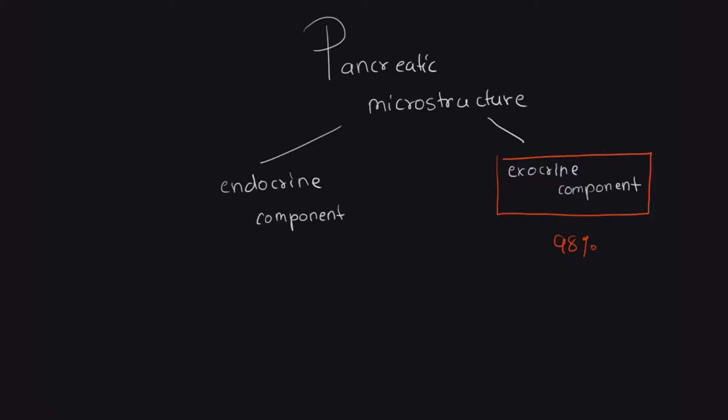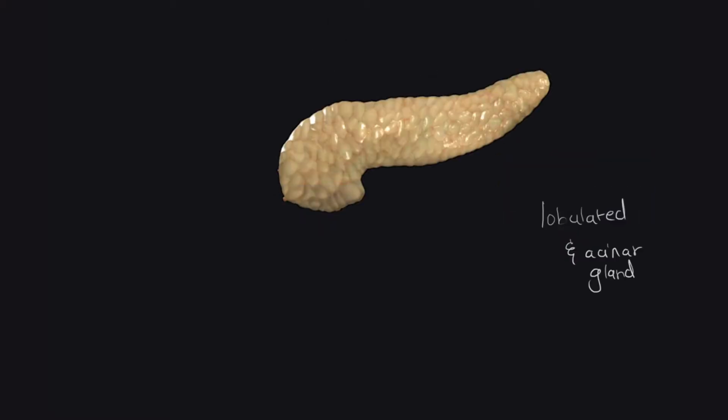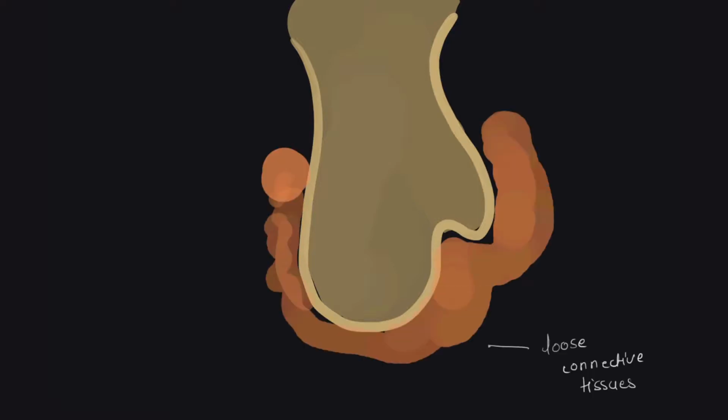Now, if you look at the pancreas externally, you can see that there are a lot of lobes. As you can observe here, it's quite lobulated, and all of these lobes are separated from each other with the help of septa. Inside each lobe, there are a lot of acini, and hence we can say that the pancreas is an acinar gland. So the typical acinus looks like this. And if you look around this acinus, you can notice that it's surrounded by loose connective tissue.